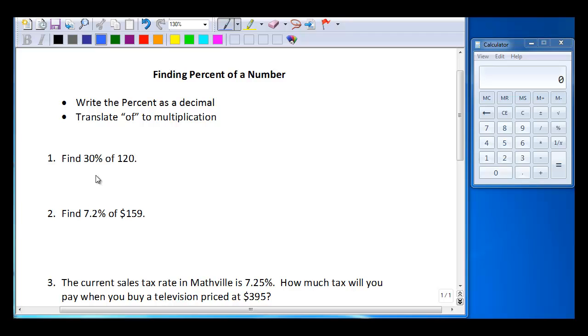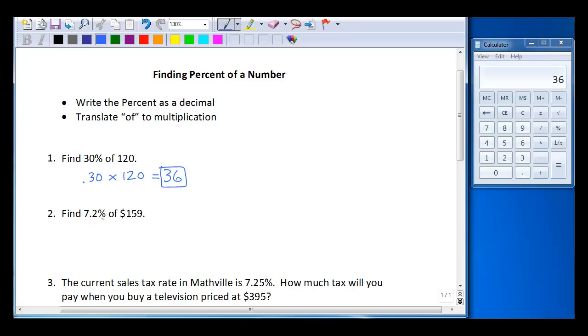So for this first problem, find 30% of 120. If I rewrite 30% as 0.30, I translate the word "of" into multiplication, and I multiply that by 120. You can either do that by hand or using your calculator. 0.30 times 120 is 36. So 30% of 120 is 36.